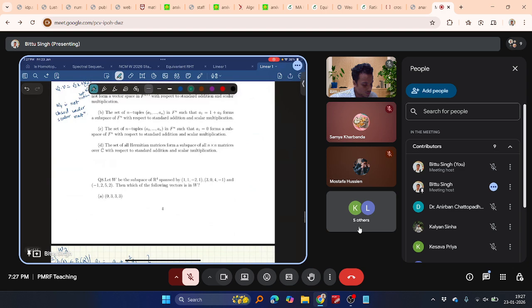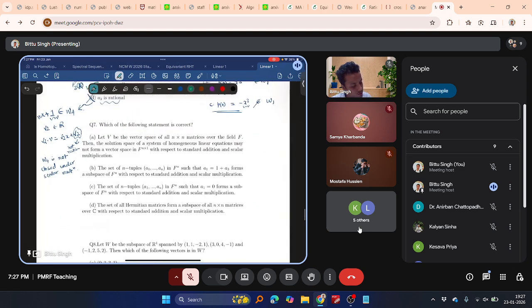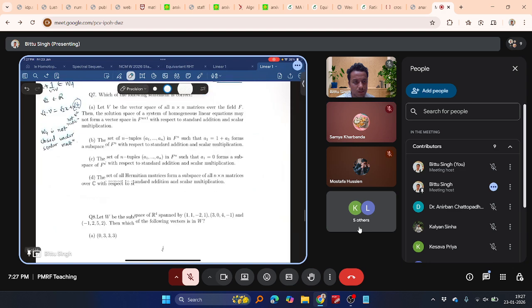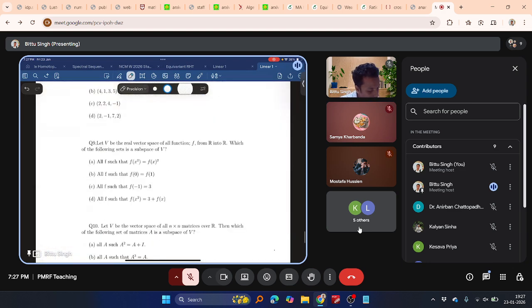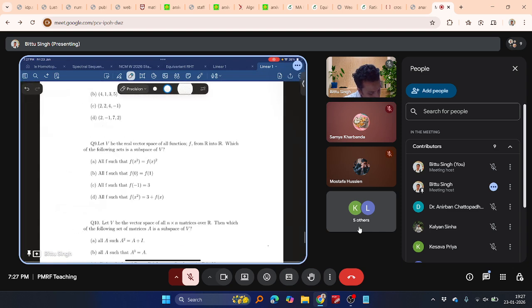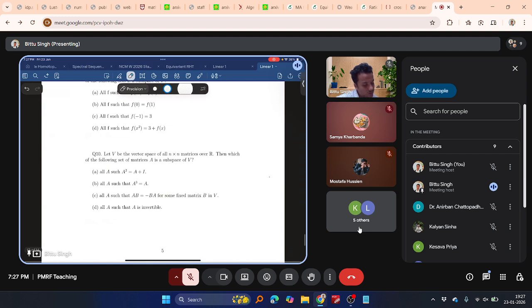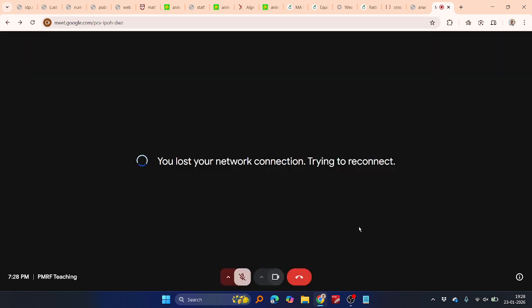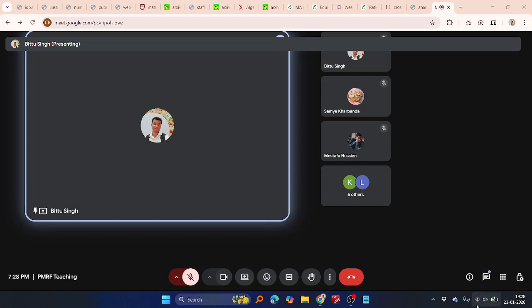You can check this question, where we are considering n-tuples and there are some relations like this, but I am skipping this question. And we need to check whether that is a subspace or not.